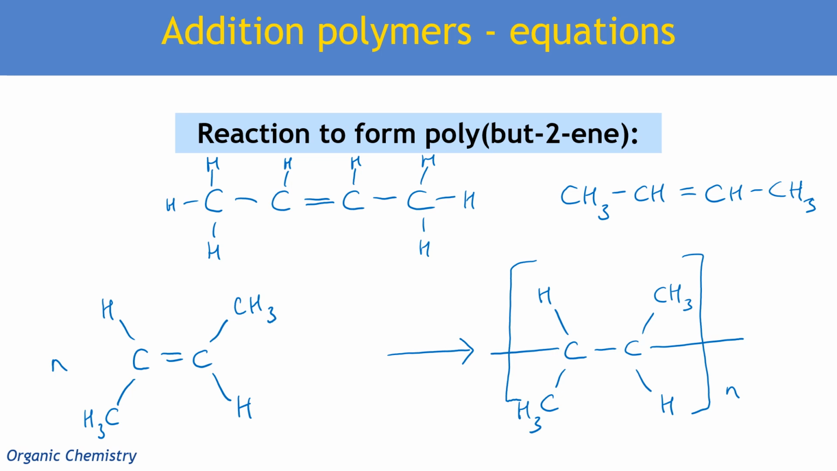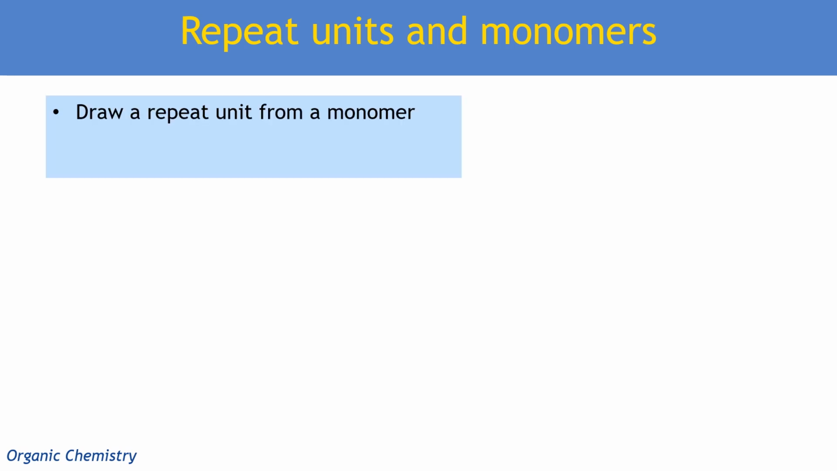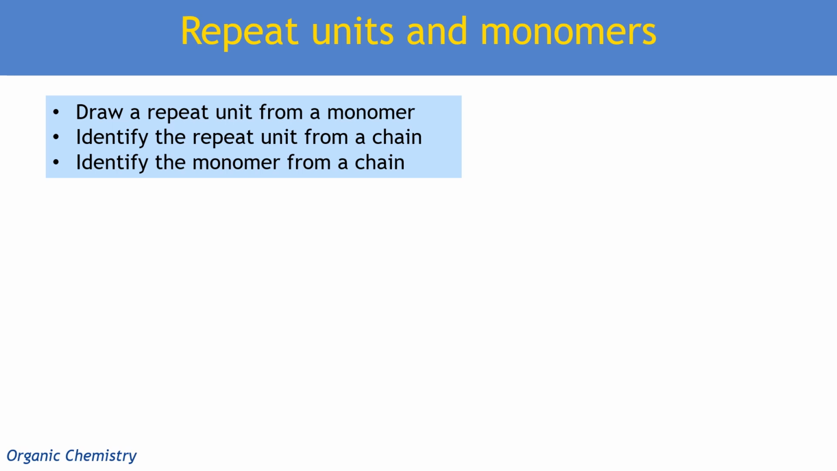Okay, now we're going to look at what if they give us some examples, repeat units and monomers. What do we need to be able to do? We need to be able to look at a monomer like butene and draw a repeat unit. Now we've just done that because we drew the repeat unit in the balanced equation. We might want to look out for questions that say things like draw two repeat units. So we have to draw two next to each other. Identifying the repeat unit from a chain and identifying the monomer, which are very similar but slightly different things.